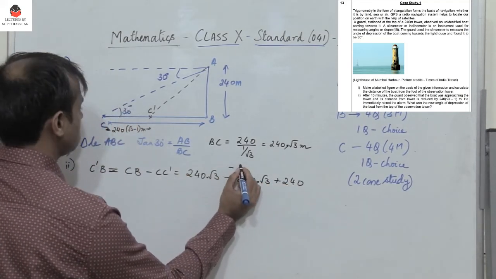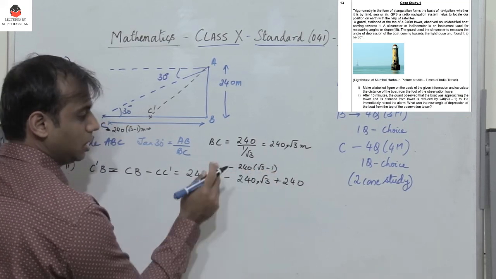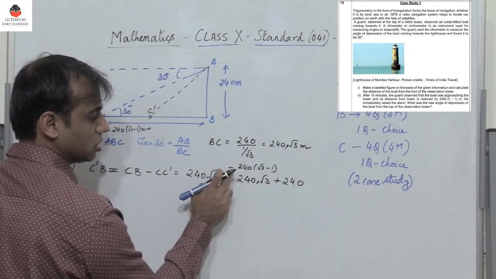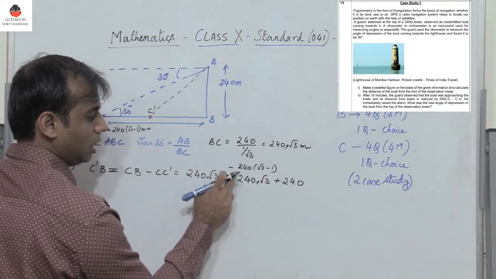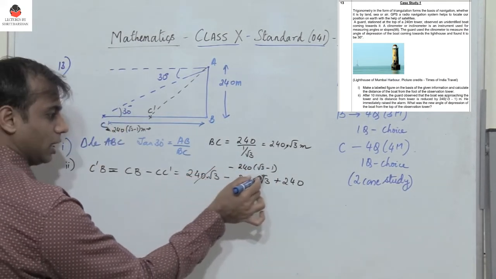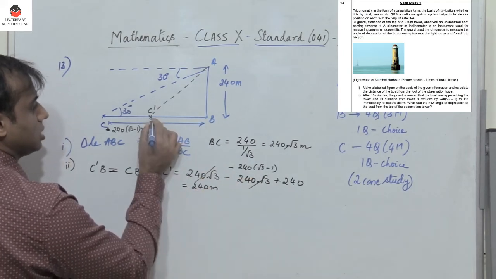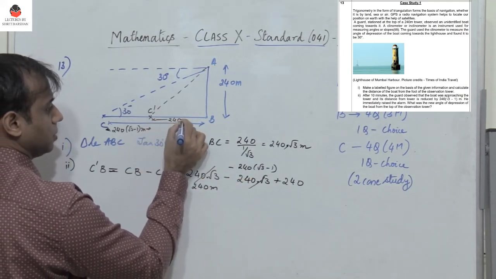So it is minus of 240 into root 3 minus 1. Right? So when I remove the brackets, the sign changes. So minus 240 into root 3 minus 240 into minus 1, which is plus 240. So I can cancel these two. So you get 240 meters. So this distance is 240 meters.